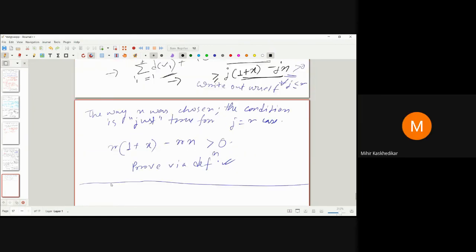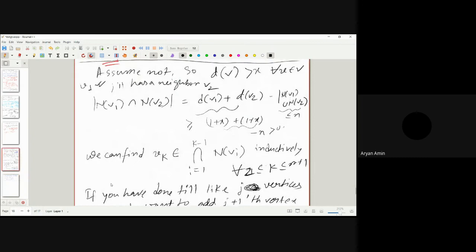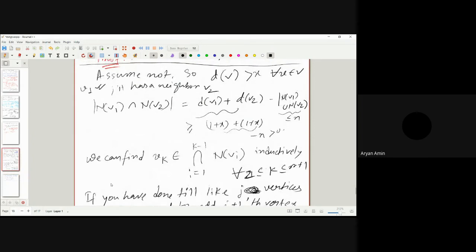Okay, so I'll just review the proof once. The idea of the proof is to build an r plus 1 clique, right? So how do you build it? You start with a vertex, call that v1. You have a neighbor of v1, call that v2. Now we will find a v3 which is adjacent to both v1 and v2. In other words, v3 belongs to the intersection of the neighborhood of v1 and the neighborhood of v2, right? And then again we will find a v4 which belongs to the neighborhoods of v1, v2 and v3, right?